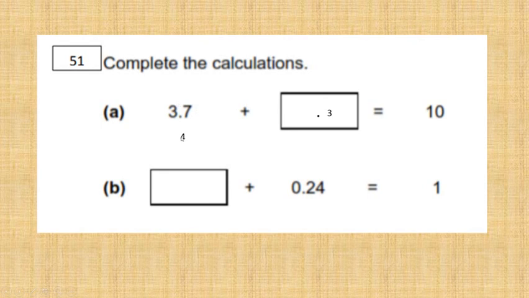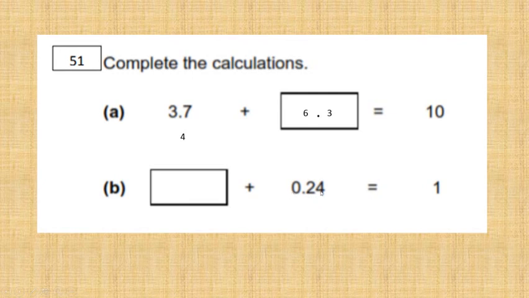Now I'm searching for a number that if I add it to 4, the answer is going to be 10. What is it? Yes, it's 6. So the answer here, 3.7 plus 6.3, is going to equal 10. Think about it this way. And here I need you to think about this question too. It's the same idea. You need to add something to 0.24 to equal 1.